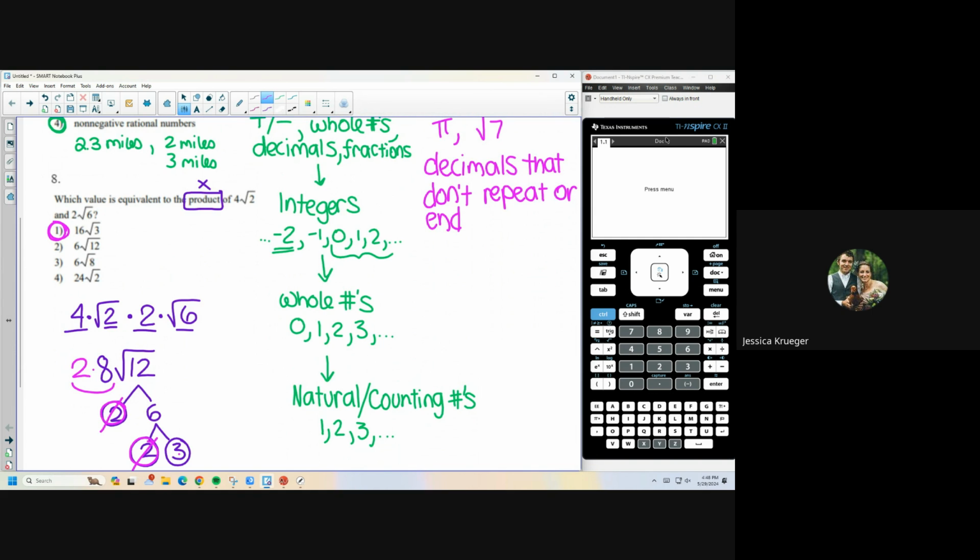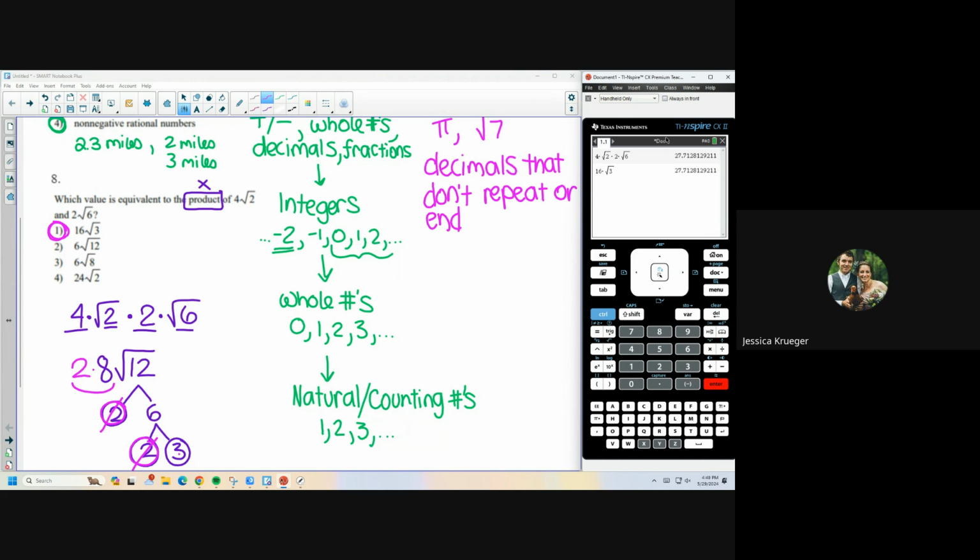There is a way to check this in the calculator. If you add a calculator page, you can type in 4 radical 2 times 2 radical 6. And if you hit enter, you get a long decimal. That is irrational, the result of that. And then you can type in your answer choice, 16 radical 3. And if I hit enter, I can see those are equivalent. So I can feel confident that I got the right answer.